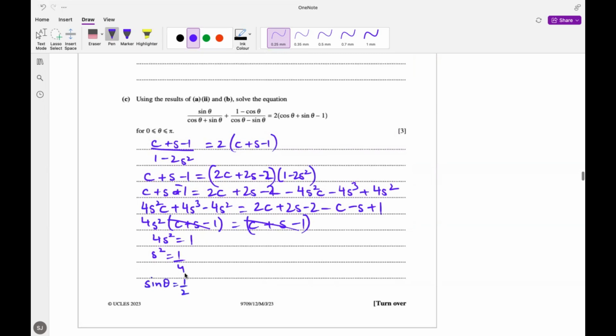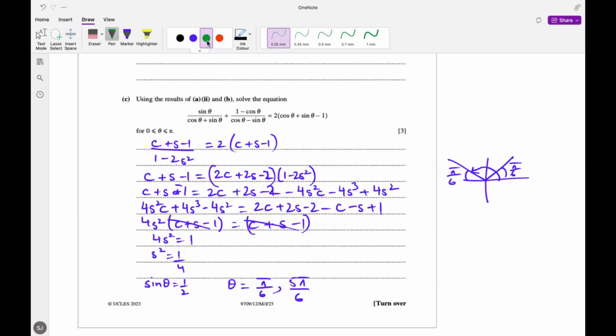Now taking sine inverse of 1 upon 2, we'll get one of the answers. The basic angle is pi upon 6. So this will become pi upon 6, and we'll make a basic angle over here, which is also pi upon 6. So the two values of theta will be pi upon 6, and then this will be pi minus pi upon 6, which is 5 pi upon 6.